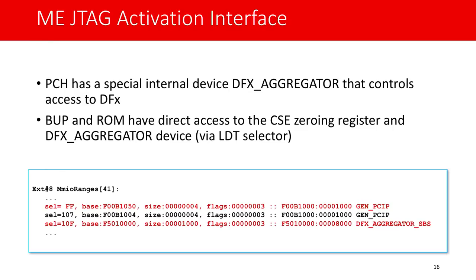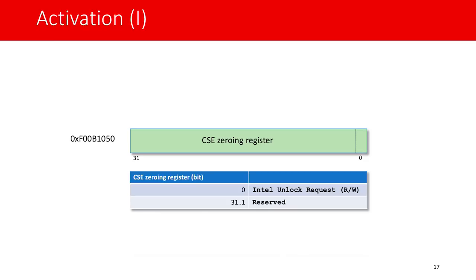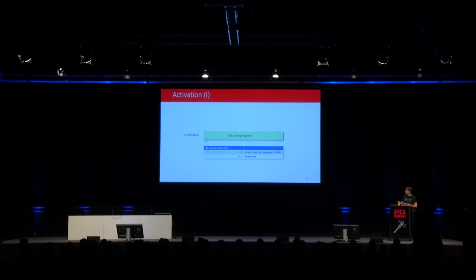Intel Management Engine uses two devices to support hardware debugging: the DFx aggregator, which manages DFx functionality, and the CCS zeroing register from a device called GPIO. And only BUP and ROM use this device. It is the CCS zeroing register. We know only about 1 bit. We called it Intel unlock request. And this register means that you asked the platform to do red unlock.